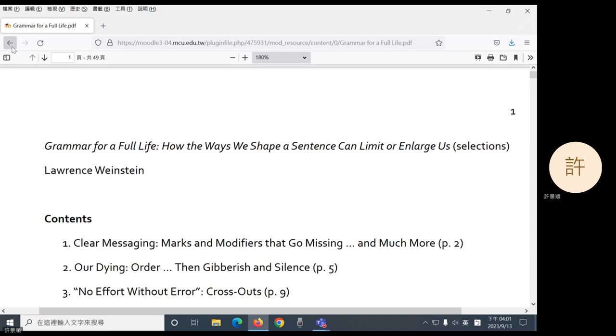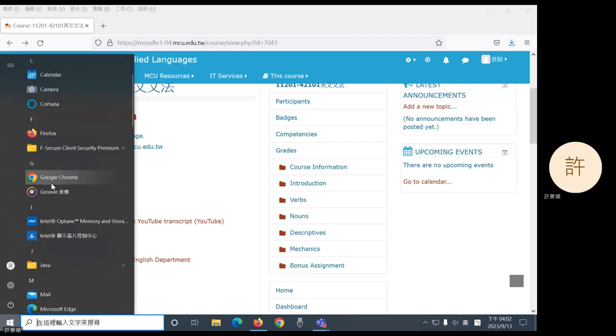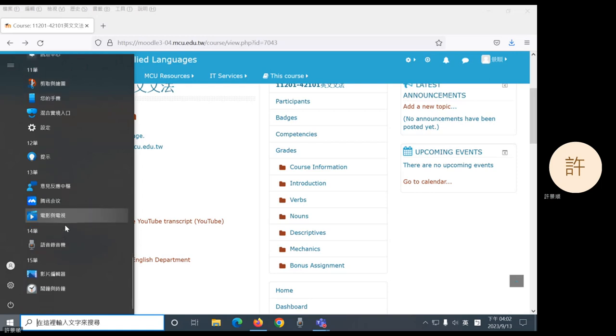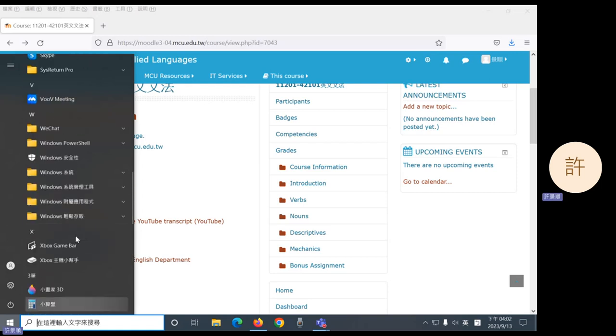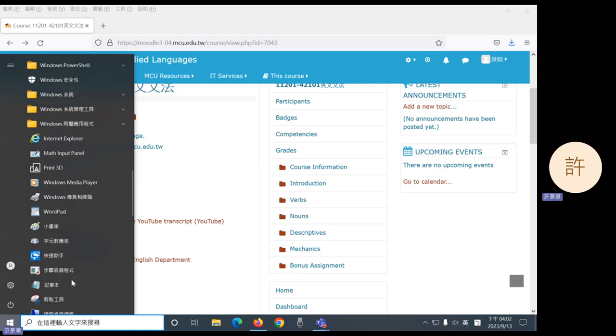Let's do a very, very basic grammar review. And then I will pass out the paper handouts and then we'll call it a day. Where is it? Where is the thing? This one.